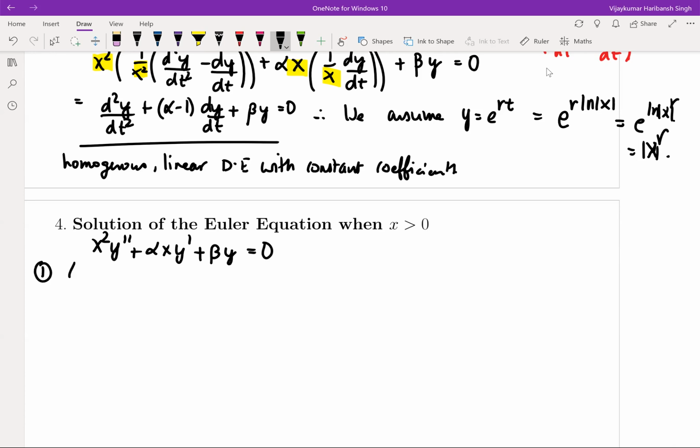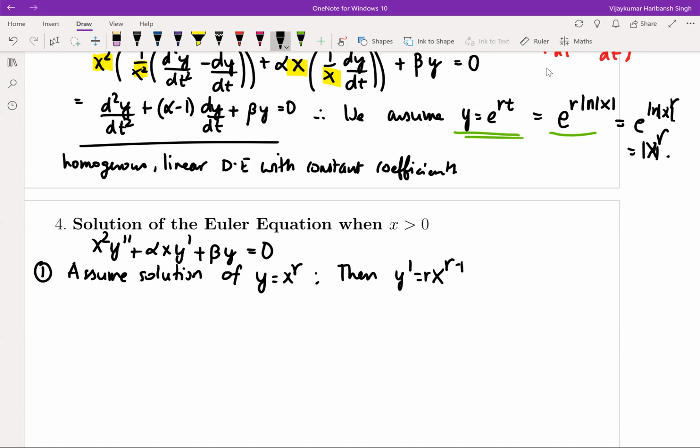Now step 1, assume the solution is of the form y equals x to the r. Why is that? Because we got that idea from here. So we have y equals x to the r, and then y prime equals r x to the power r minus 1, and y double prime is going to be r times r minus 1 times x to the power r minus 2. So now step 2, plug it into the differential equation.